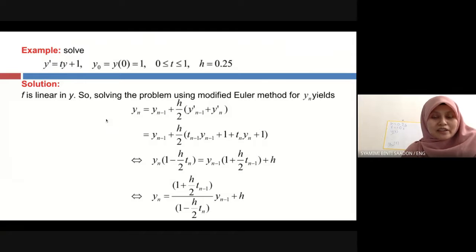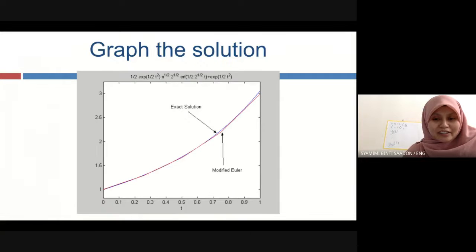So again, with the same example, y plus 1. By using the modified method, this is the general equation. With the modified method, we are approaching the exact solution better, of course, because it is more scrutinized, more delicate, more precise. So by using the modified Euler method, we are approaching the exact solution as much as possible.